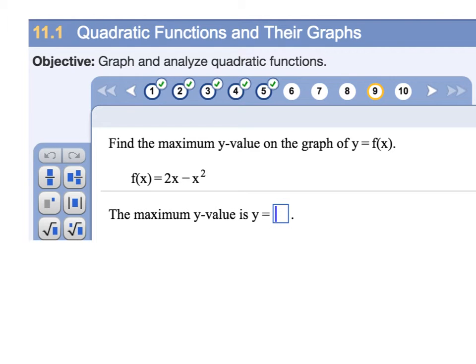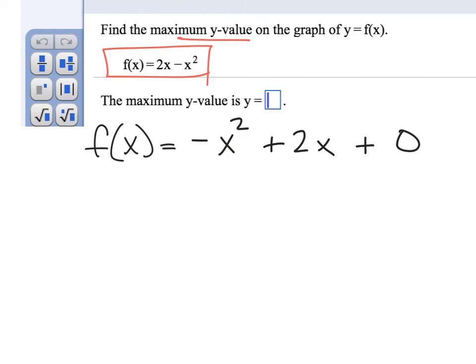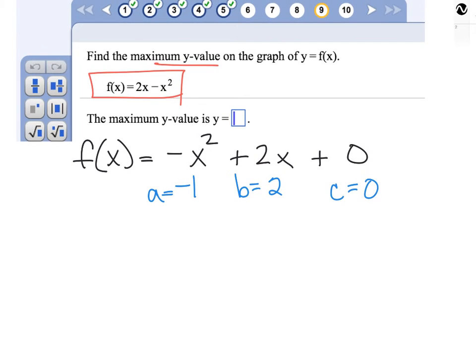So again, we're supposed to be finding the maximum y value. Now, the thing that they did here is they're kind of tricking you around. They moved the order. The best way to write it is in order of descending exponents. So really, this should be negative x squared plus 2x, and if we wanted to, we could say plus 0. That means our a value is negative 1, our b value is 2, and our c value is 0. And we could do all that work to get the answer.